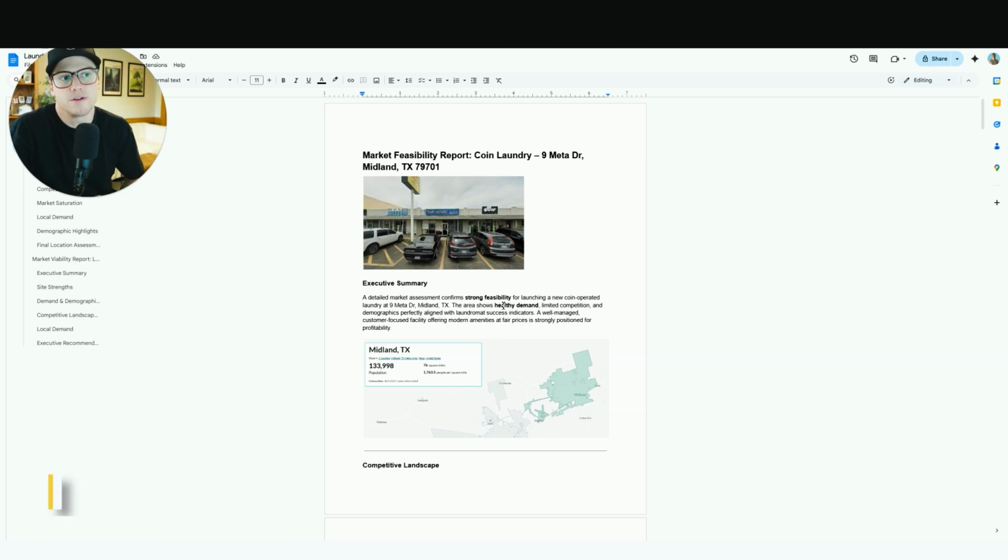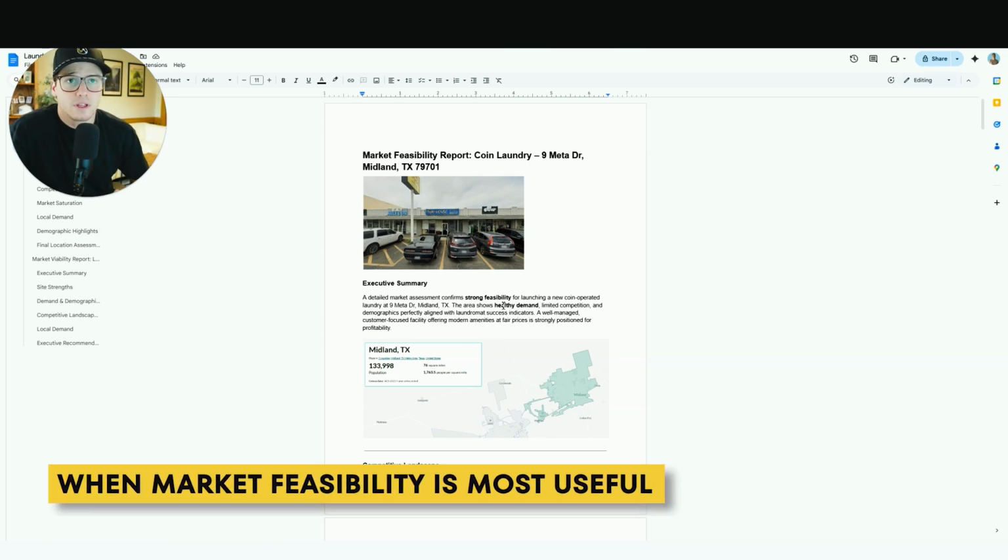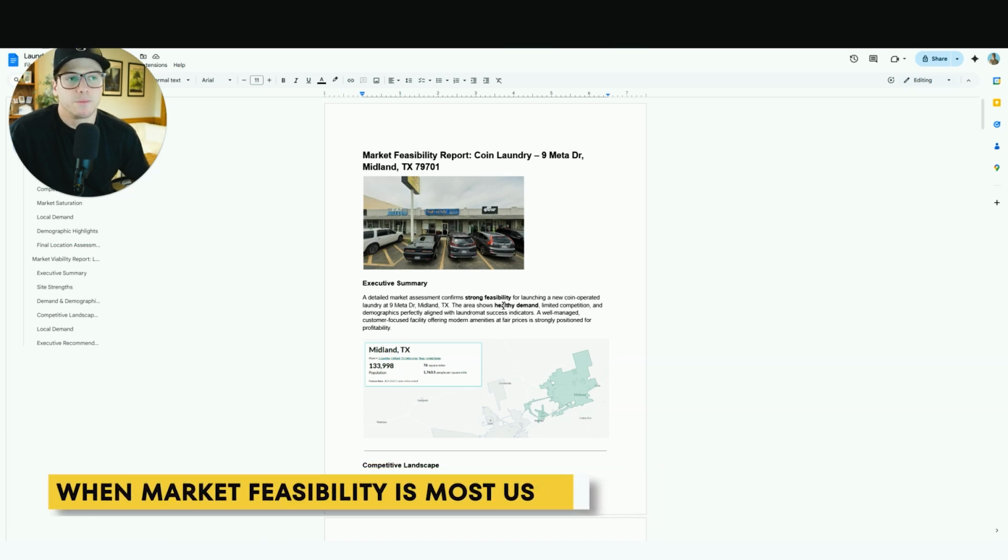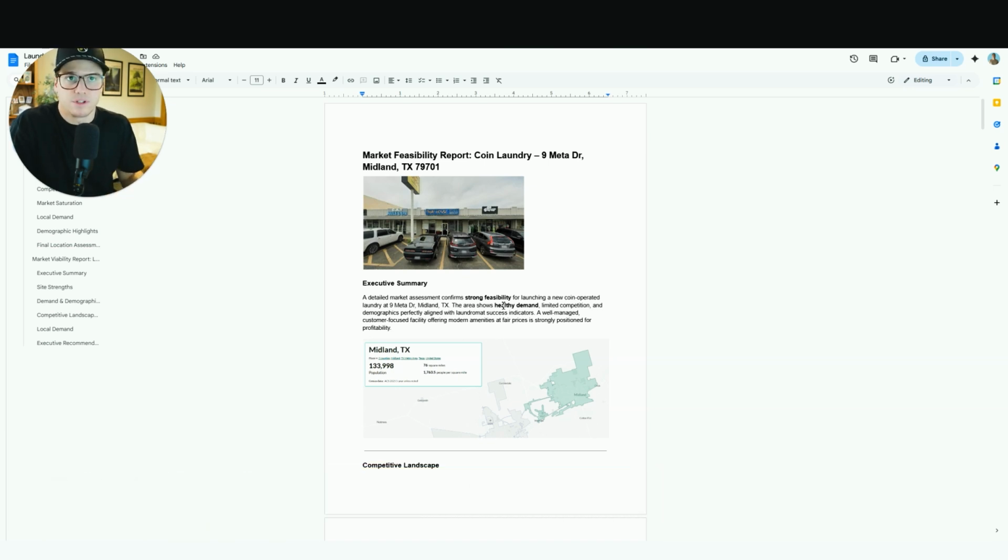This would probably make the most sense for something that has some sort of physical presence, so a retail business is going to be very common, or one that draws from a customer base that's local or within some radius. This one, for example, is a laundromat. That's a really common example. Self-storage, restaurants, all kinds of businesses like that are going to be good for this.